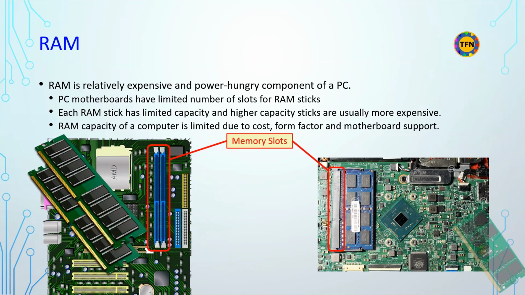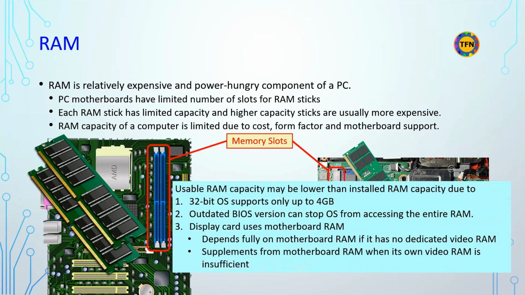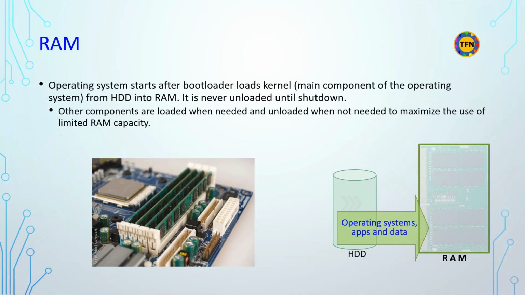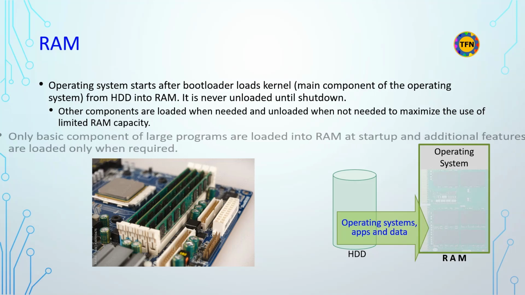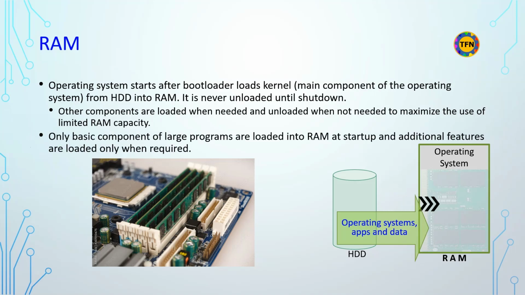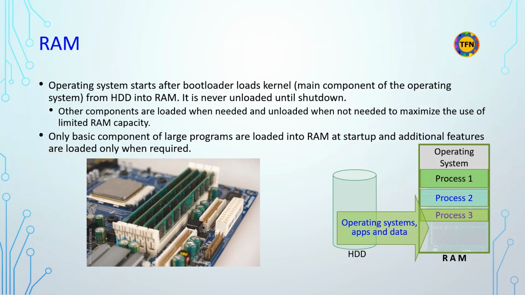RAM capacity installed in a PC is limited due to cost, form factor, and motherboard support. Usable RAM capacity may be lower than installed capacity due to the OS limit and reservation for the display card. The operating system kernel is loaded from HDD into RAM and stays there until shutdown. Other components are loaded and unloaded depending on demand to maximize the use of limited RAM capacity. Large programs also load basic components into RAM at startup, and additional features are loaded only when required.